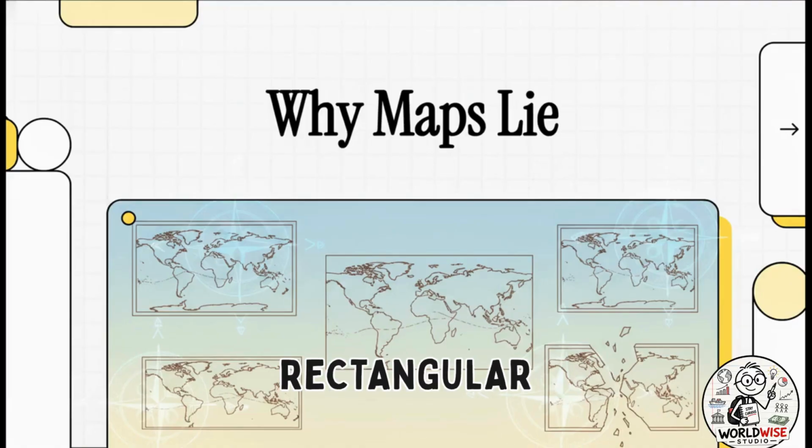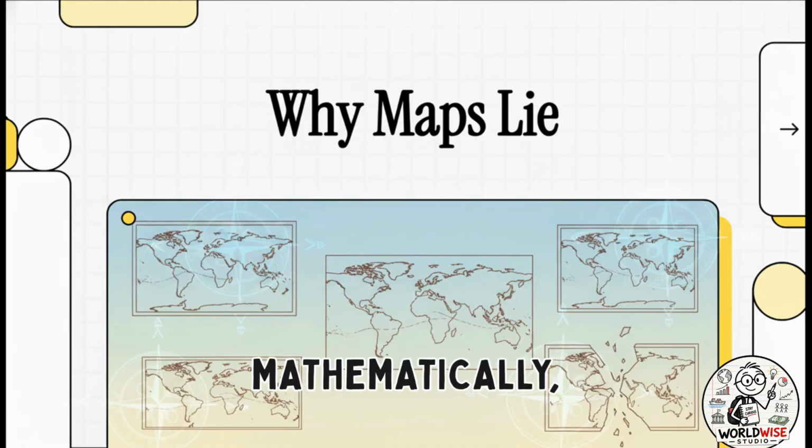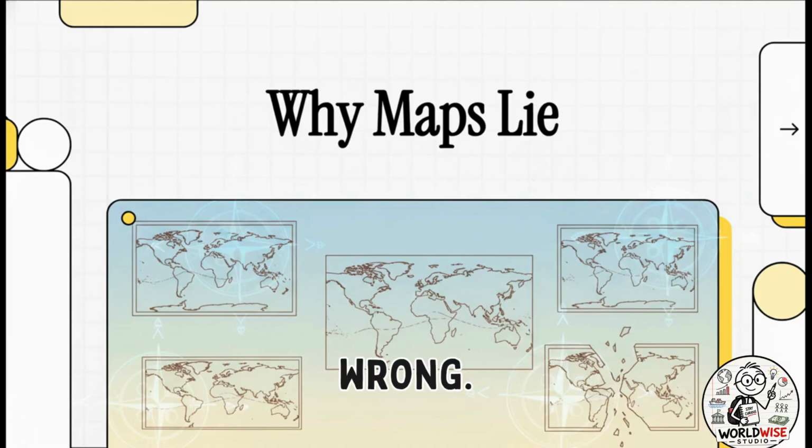You know that standard rectangular world map you grew up with? The one hanging on your classroom wall, or the one that's probably sitting in your head right now as the default picture of our planet? Well, I have some slightly uncomfortable news for us today as we start this explainer. That map is lying to you. In fact, it is mathematically, provably, and unavoidably wrong.